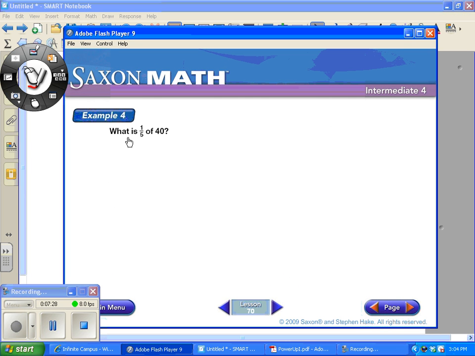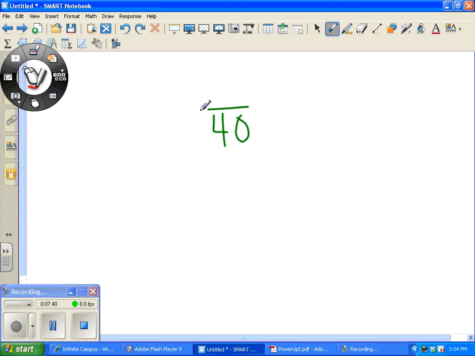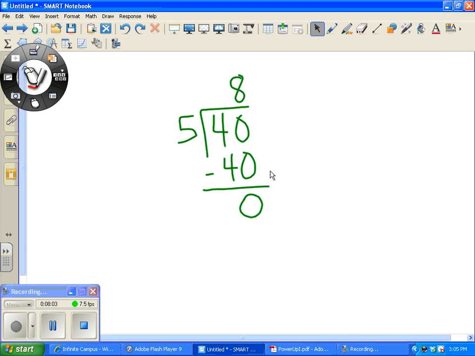All right, example 4. What is 1/5 of 40? So we want to divide 40 into 5 equal groups. 40 divided by 5. How many groups of 5 can I get out of 4? I can't. So I have to look at the 40. How many groups of 5 can I get out of 40? Think of your 5 multiplication facts. It's 8, because 8 times 5 is 40 with no remainder. So if we look back at the question, what is 1/5 of 40? 8 is 1/5 of 40.